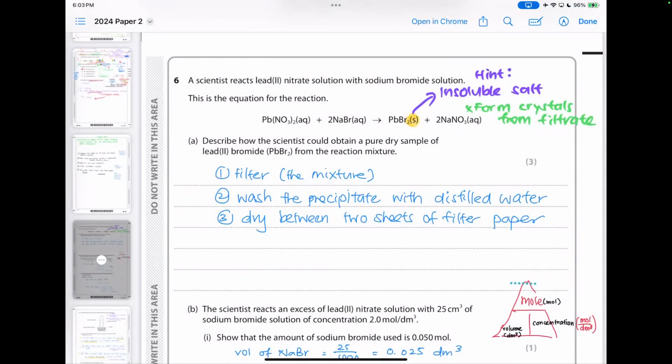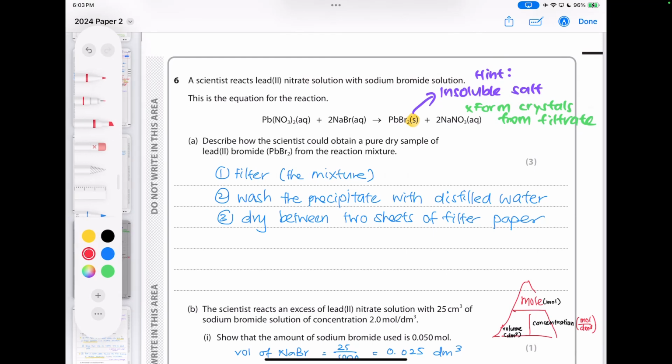So we have a scientist doing all of this, and you got an equation. One thing I want you to take note of in the equation is the s state symbol next to lead bromide. That basically tells us that this lead bromide is an insoluble salt. And with that tiny clue, they expect you to obtain a pure dry sample of lead bromide from the reaction mixture. It's going to be an easy one because it's 3 marks, right?